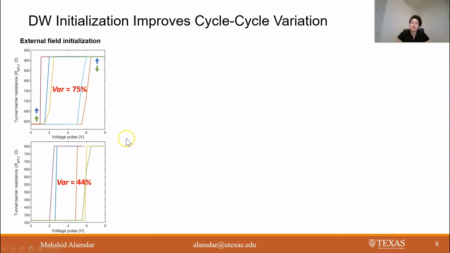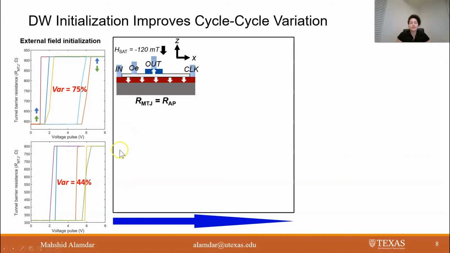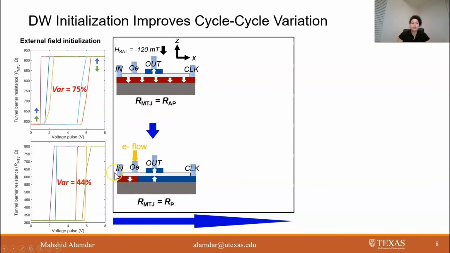We then study the domain wall MTJ switching behavior versus voltage when electrical current is used to nucleate the domain wall at an initial position. After applying saturation field of minus 120 millitesla to bring a device to antiparallel state, voltage is applied through the Oersted field line electrode to initialize the domain wall, which switches the MTJ from antiparallel to parallel.